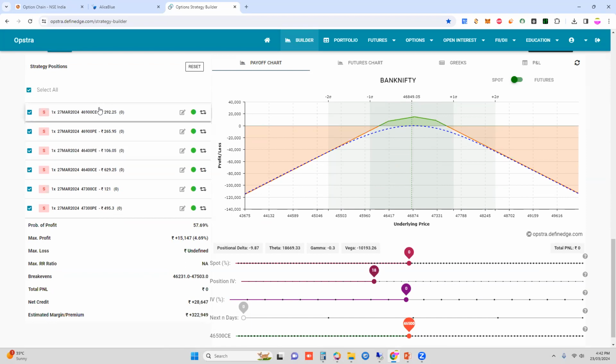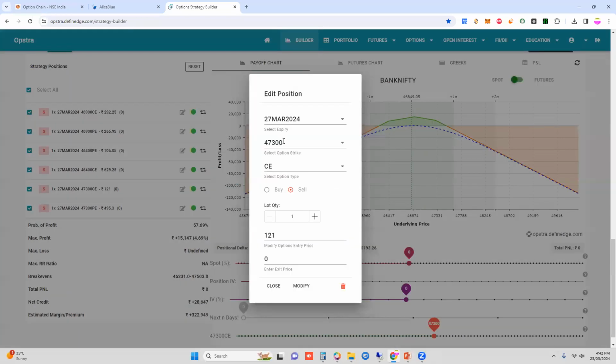Okay, ATM straddle. What I have done, see here, is I have sold the 46,900 call, and another 46,900 put option I have sold. At the bottom, 500 points down, the 46,400 put option, and 500 points away on the upside, the 47,400 call option. Correct? 47,400.